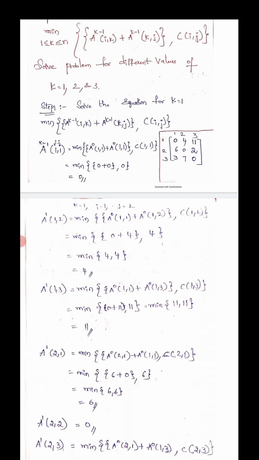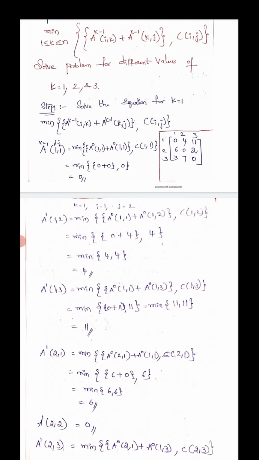K is equal to 1. 1 minus 1, what can you get? 0. A power 0 of I comma k, I in the sense 1 comma k in the sense 1, plus A power 0. Why? Because of A power 0, how will it become? A power k in the sense 1 minus 1. How much? A power 0 of k value 1 comma j value 1 comma c of I comma j, in the sense 1 comma 1.